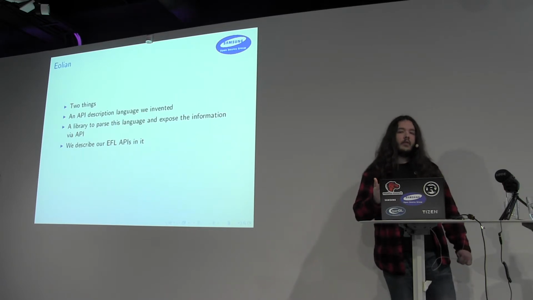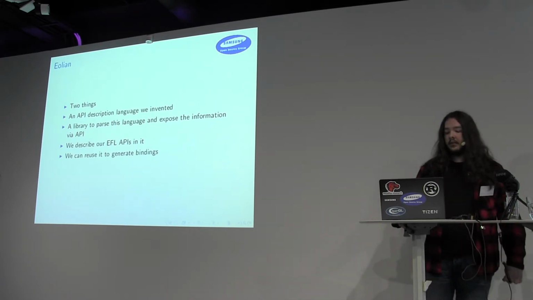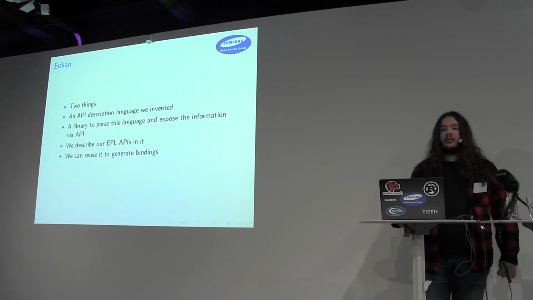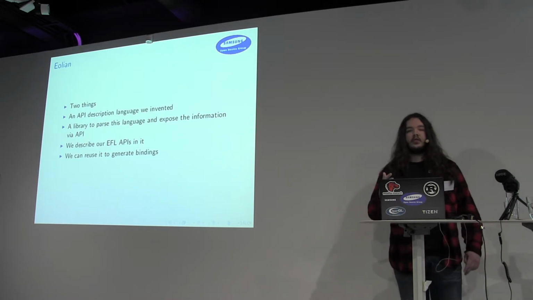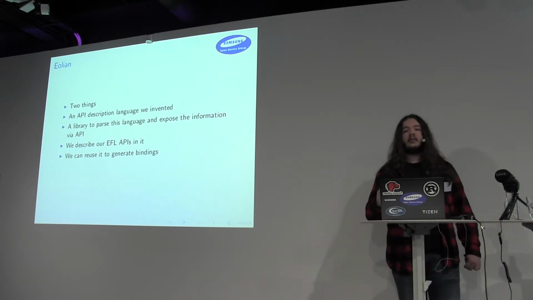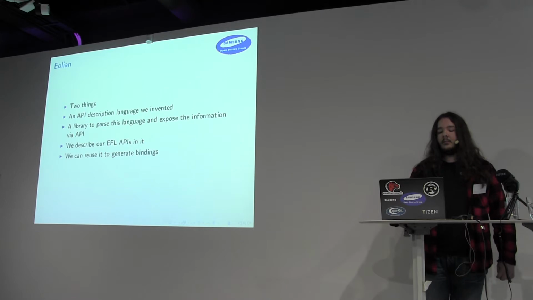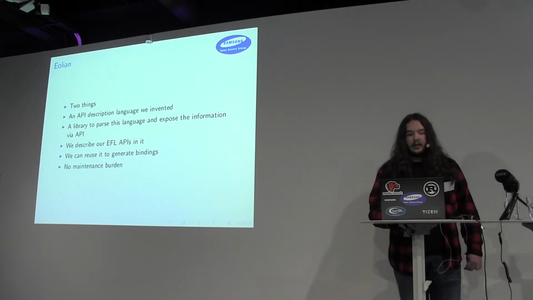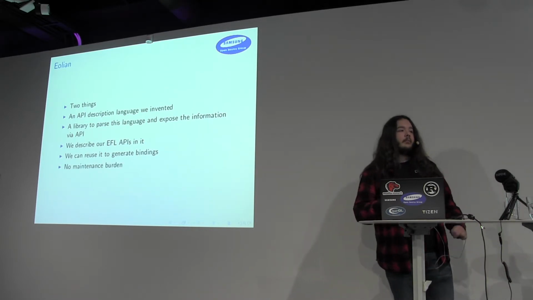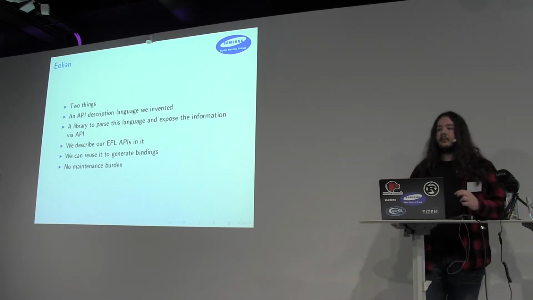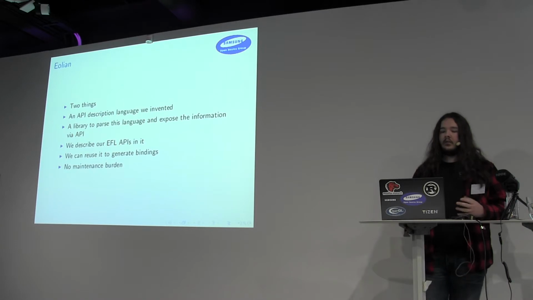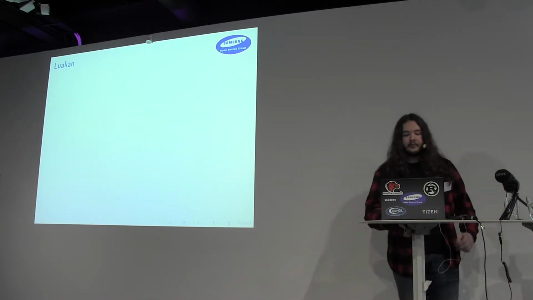Well, not all, but most APIs are now described with it. We can reuse this information gained from these descriptions to actually generate bindings. The language is designed to actually be mostly independent of this. There's no maintenance burden because bindings are generated by the time you build the EFL. There's no such thing as manually writing bindings.